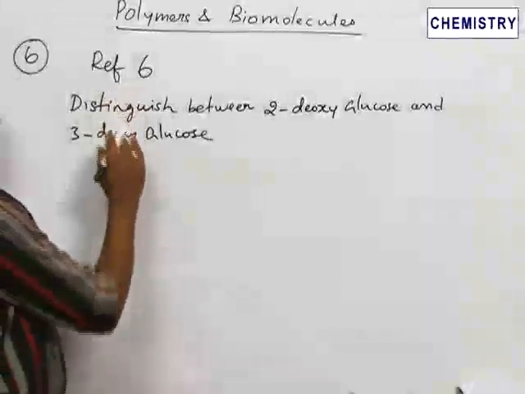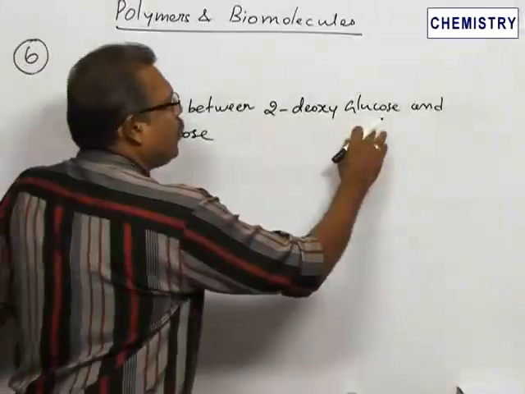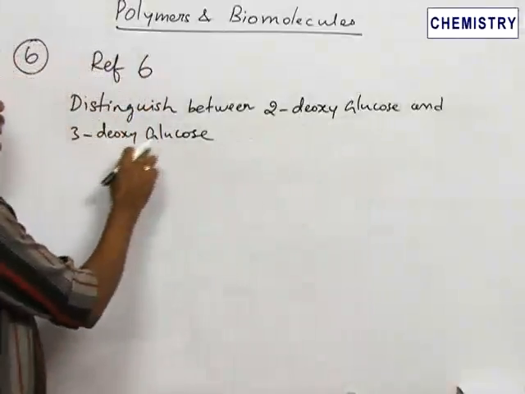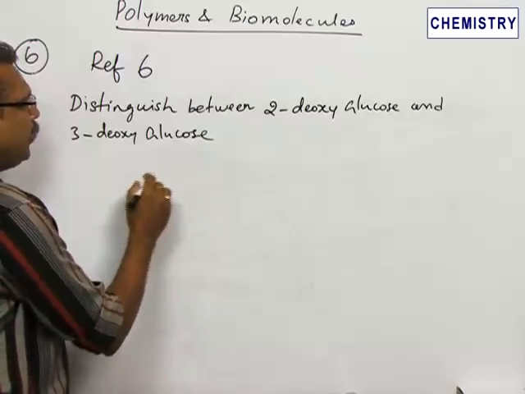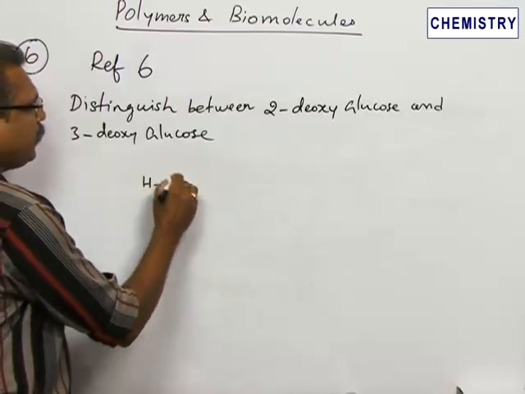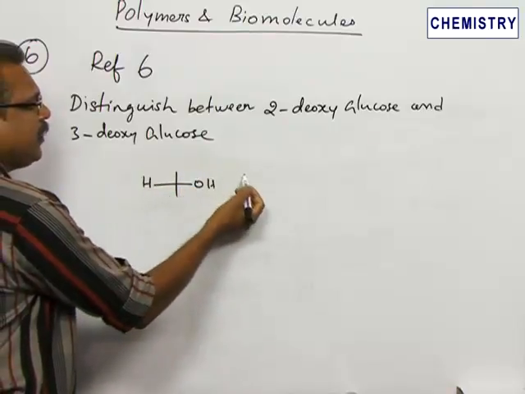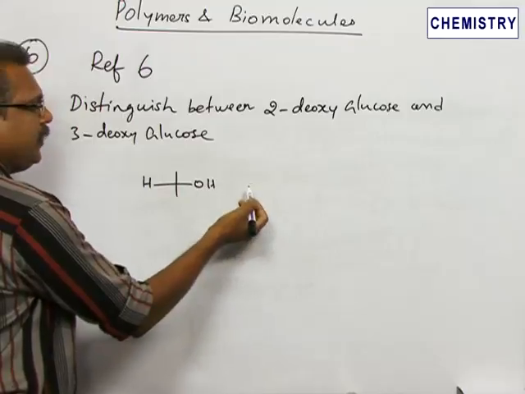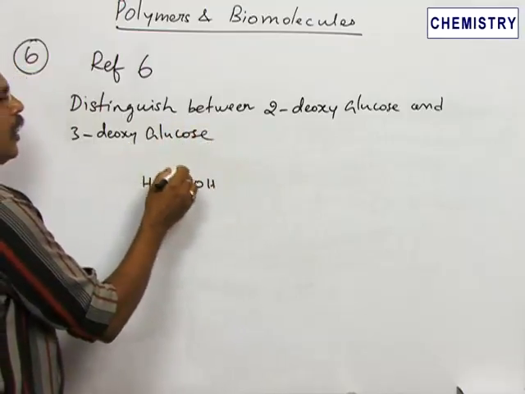Refer number 6. So we have to distinguish between 2-deoxyglucose and 3-deoxyglucose. Deoxyglucose means from the OH, the oxygen is removed. Suppose you have it like this: from this hydroxyl group, this oxygen is removed, and that is called deoxy. So 2-deoxyglucose and 3-deoxyglucose, how to distinguish?